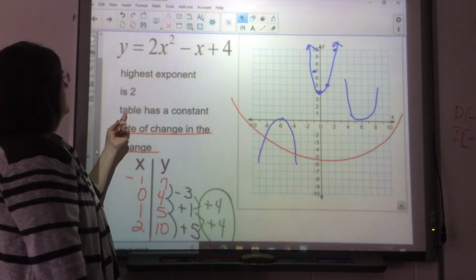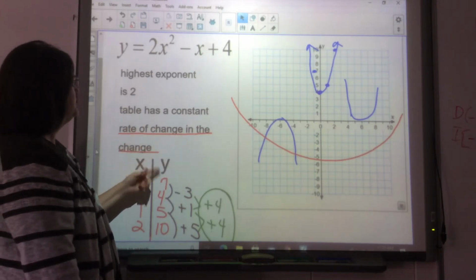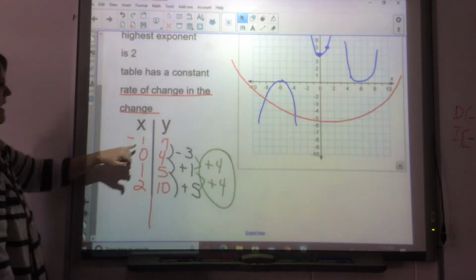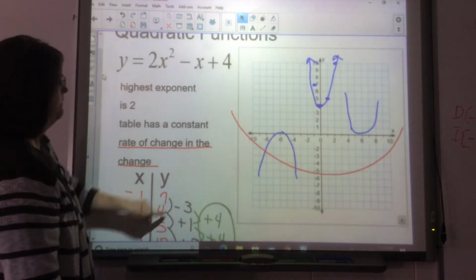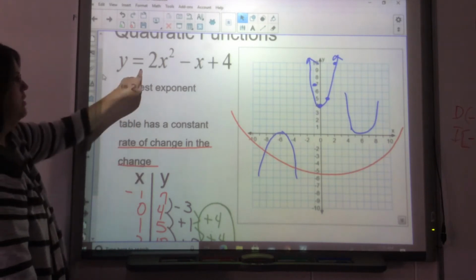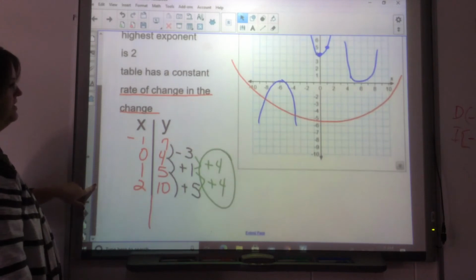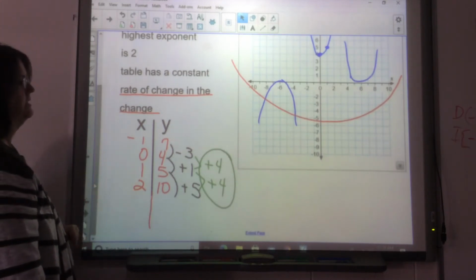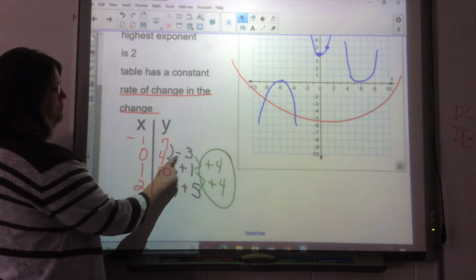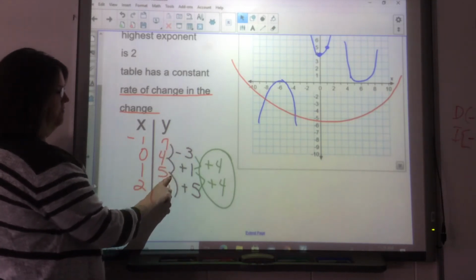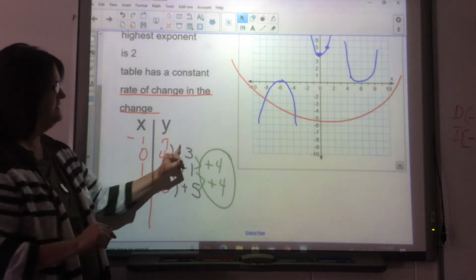All right. The table has a constant rate of change in the change. All right, here's the table. If I put -1 into this, I would get 7. If I put 0 into this, I would get 4. If I put 1 into that equation, I would get 5. And if I put 2, I would get 10. Now, if you look at the change here, to go from 7 to 4, I subtracted 3. To go from 4 to 5, I added 1. To go from 5 to 10, I added 5. Nothing is the same here.